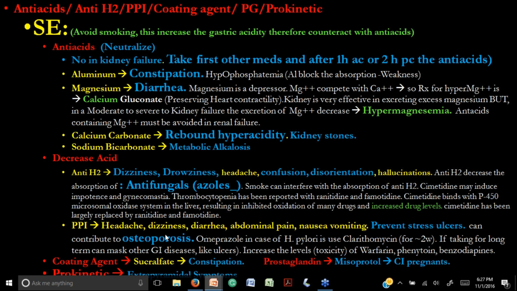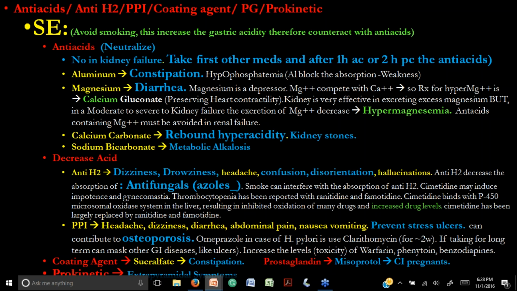PPI is mostly dizziness, headache, diarrhea, nausea and vomiting. So the three big ones: nausea, vomiting, diarrhea. Those are mostly what happen in PPI. But anti-H2, remember drowsiness. So what is the nursing consideration here? You are not going to give it to a patient who has to do some physical activity or manipulate machinery, because that is going to be dangerous.